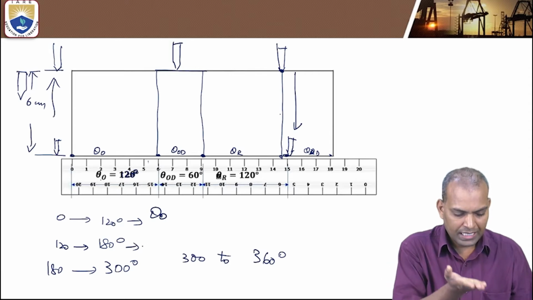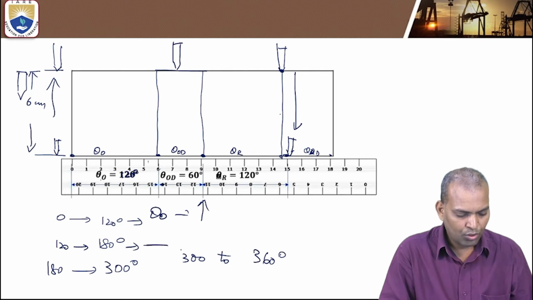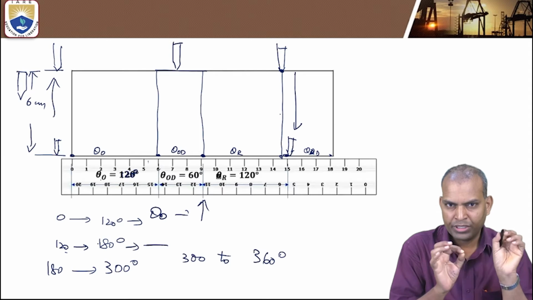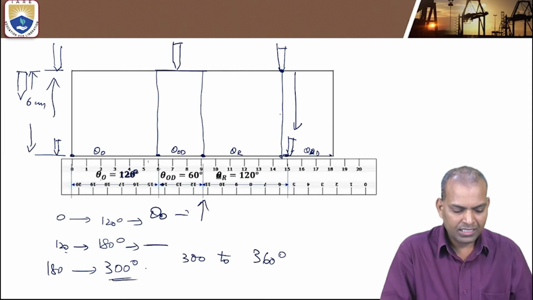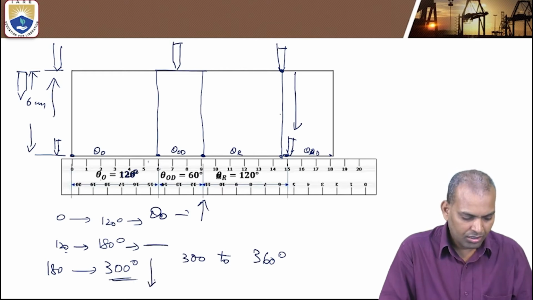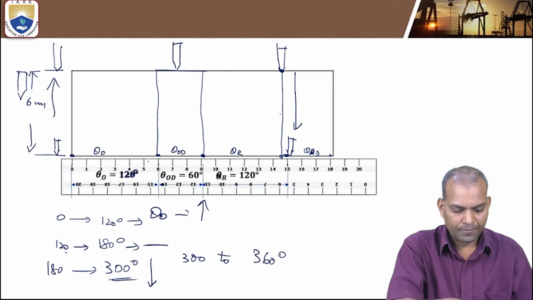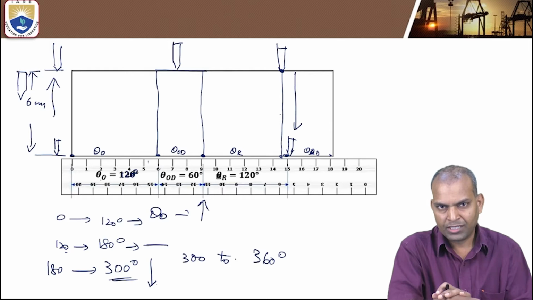During the outward stroke, the follower rises. During the dwell, no motion: 120 to 180 degrees of the cam rotation, no motion. Again 180 to 300 degrees, the follower comes down, the knife edge follower. And from 300 to 360, it doesn't move, it remains constant.